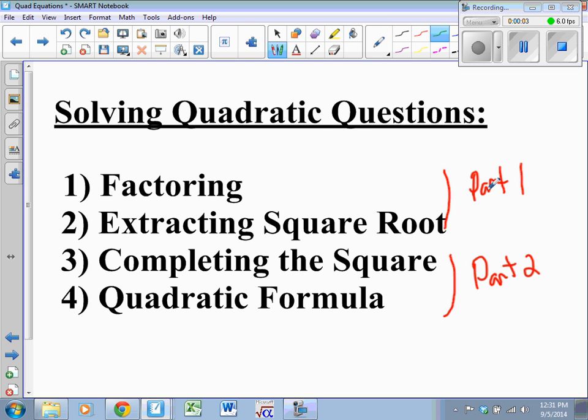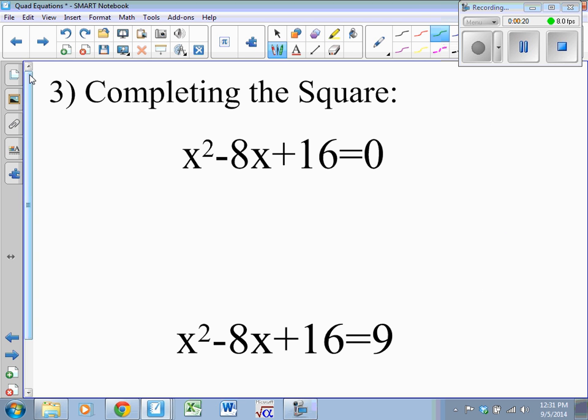In this video, we want to look at part 2 of solving quadratic equations. In the first video, we looked at factoring and extracting the square root. In this video, we're going to look at two more methods, completing the square and the quadratic formula. Now, completing the square is kind of what leads us to extracting the square root. And let me show you what I mean by that.